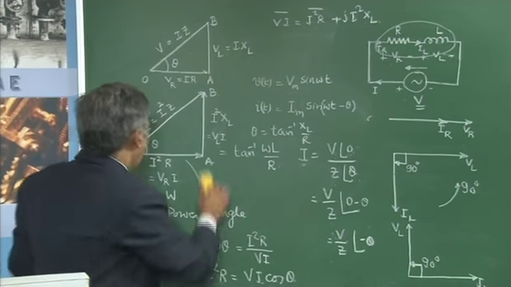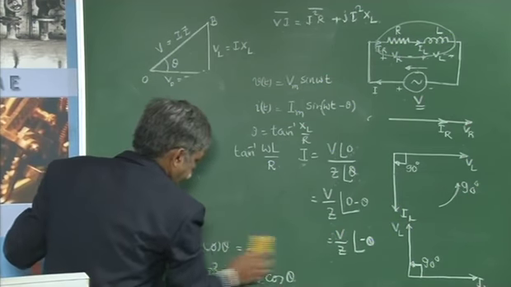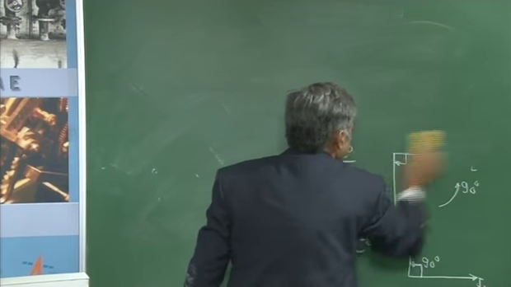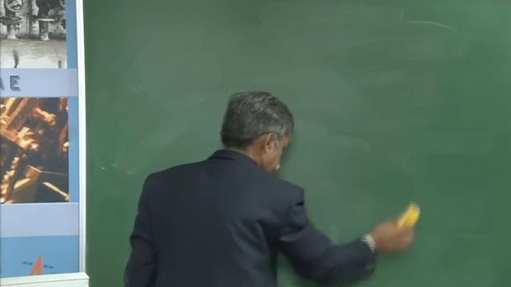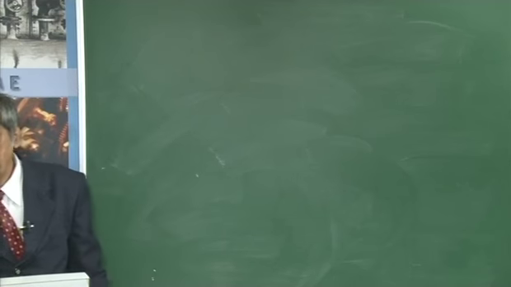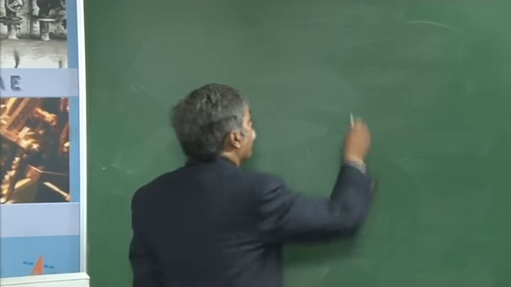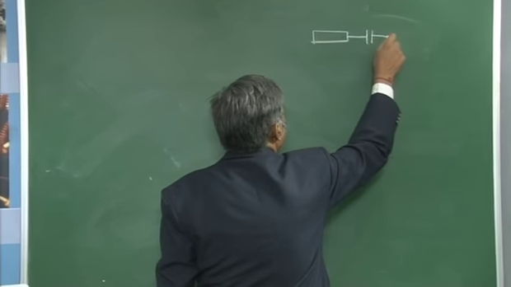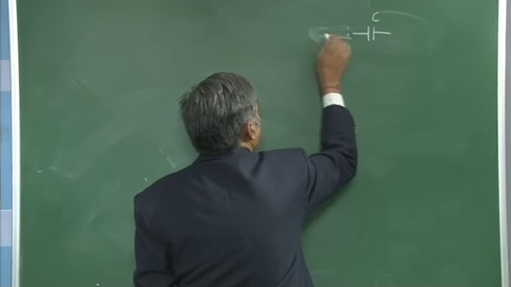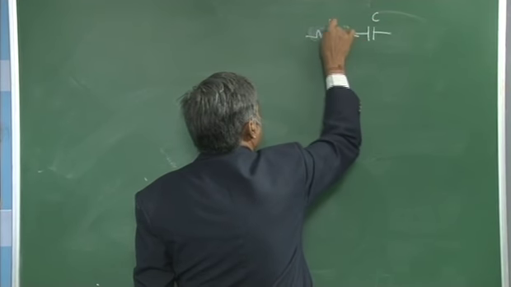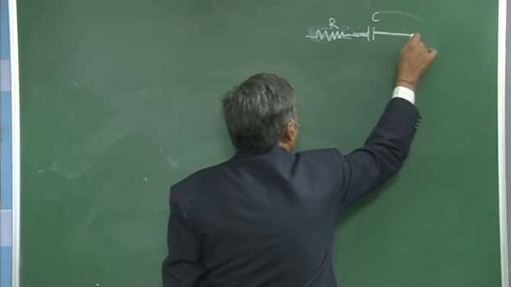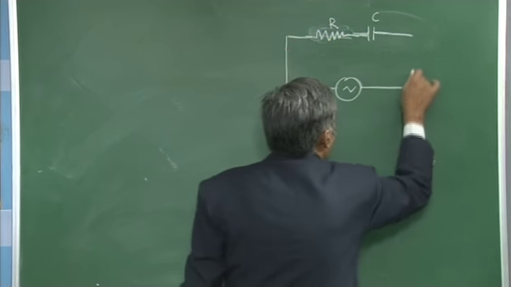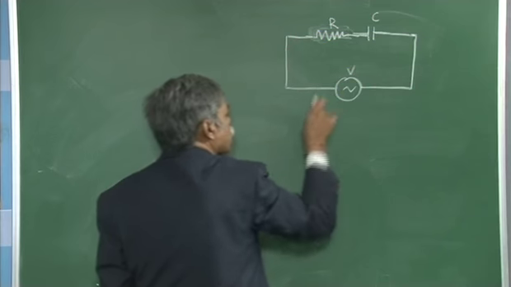Now let us go to the RC circuit. I have a resistor R and a capacitor C. I represent the resistor by the normal representation. Let us take the resistor as R, capacitor as C, and this combination I have connected to a voltage source of RMS value V volts.